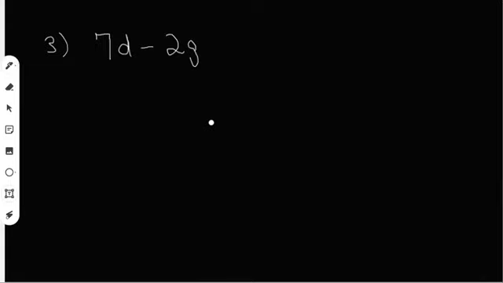So what I'm going to do first is I'm going to replace the d with a 7, since I know that d is equal to 7. And I'm going to replace the g with a 10, because g is equal to 10. And now I'm going to evaluate using order of operations. So please excuse my dear Aunt Sally is going to come back.